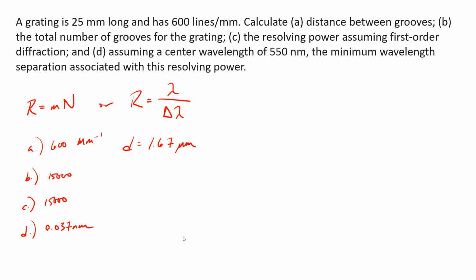So infrared doesn't use a grating. We'll talk about that when we get to IR. But if we were talking about infrared, those are micrometer kind of wavelengths rather than nanometer wavelengths. And so that wavelength would be in microns instead of nanometers.